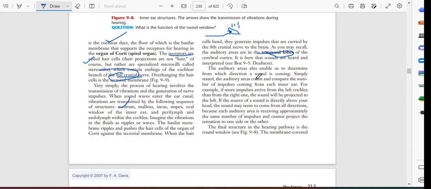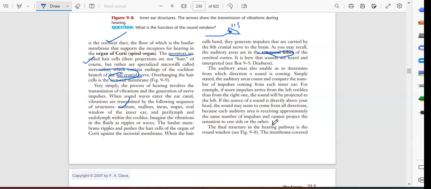The auditory area also enables us to determine from which direction the sound is coming. Simply stated, the auditory area counts and compares the number of impulses coming from each ear. For example, if more impulses arrive from the left cochlea than from the right one, the sound will be projected to the left. If the source of sound is directly above your head, the sound may seem to come from all directions, because each auditory area is receiving approximately the same number of impulses and cannot project the sensation to one side or another.